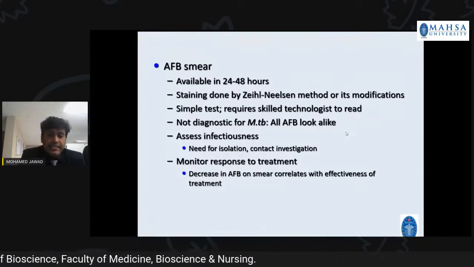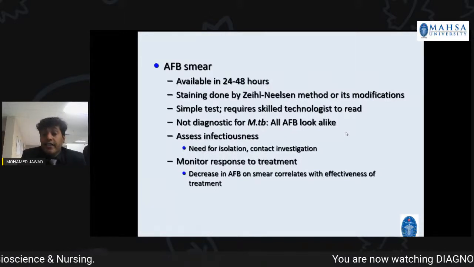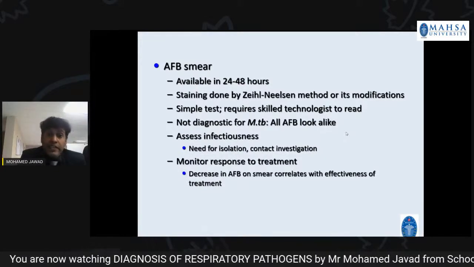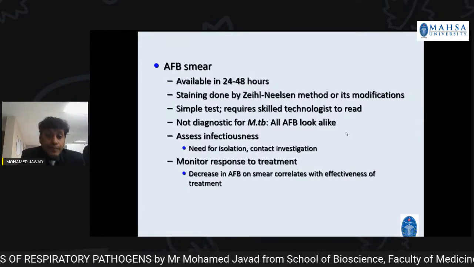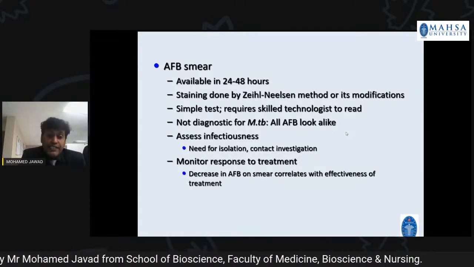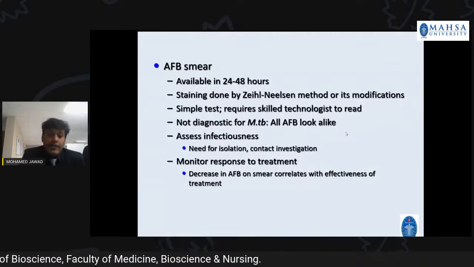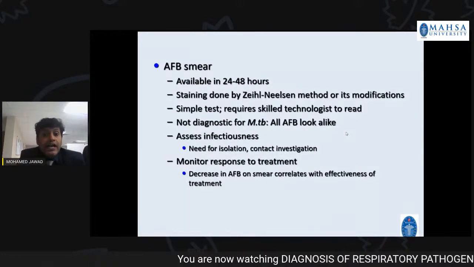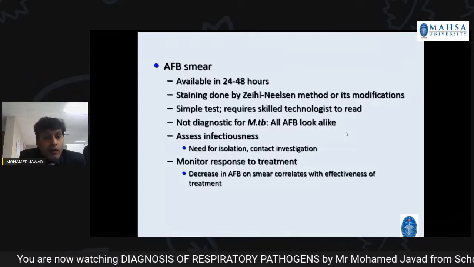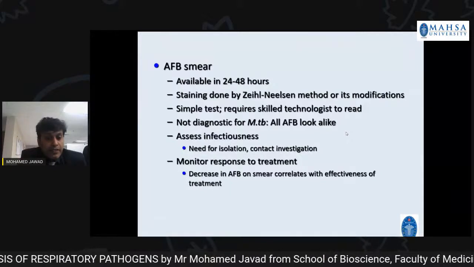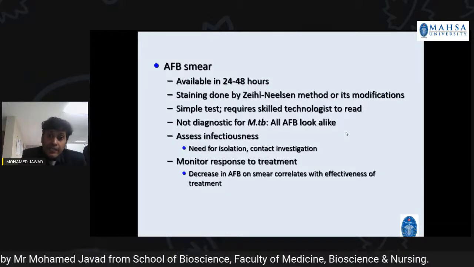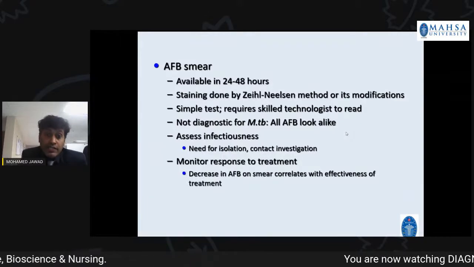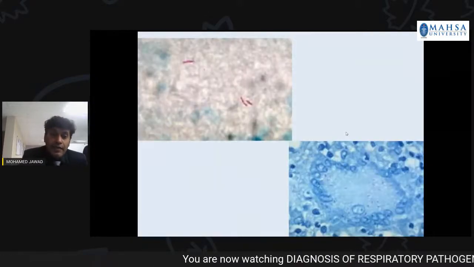The Ziehl-Neelsen stain is a very simple test, but it requires a skilled technologist to read. That's very important, a skilled technologist to read. Even if very scanty, we have to check the smear. We use the AFB smear to assess infectiousness and monitor the response to treatment. During treatment, after the patient takes the medicine, we also have to collect sputum and check the count, the AFB smear. After taking the medicines, if the number of AFB is less, that indicates a good response to treatment. So it helps with the prognosis. So this is the AFB.